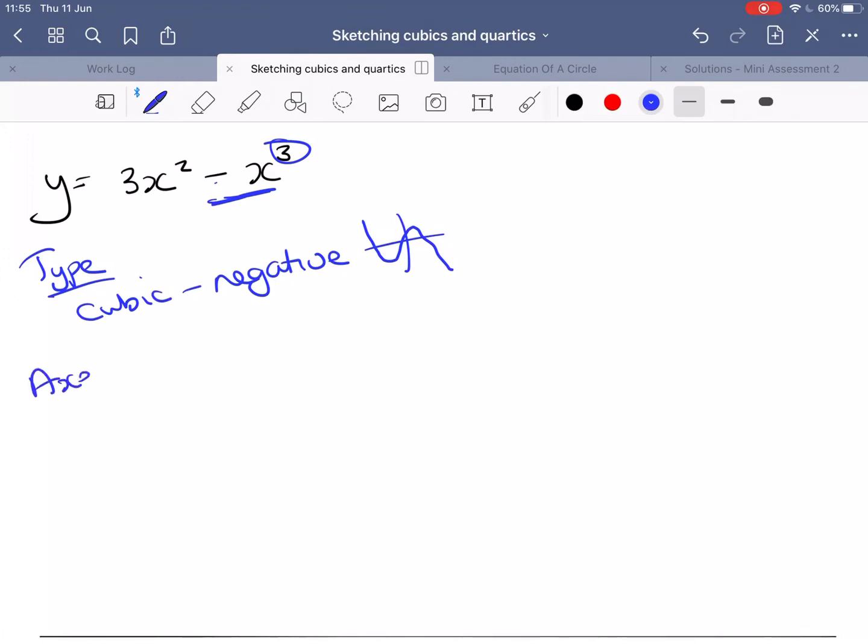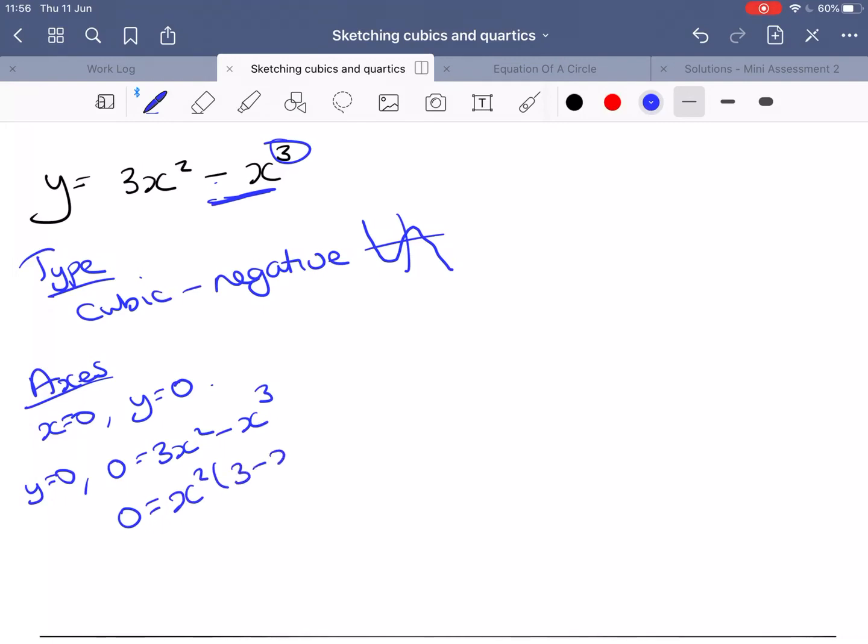So now my axes. Let's set x equals 0 for our y-axis. So our y is going to be 0, because we've got 3 lots of 0 squared minus 0 cubed. Now set y equal to 0. I've got 0 equals 3x squared minus x cubed. Now they haven't factorised this one for us, but if I look, they've both got a factor of x squared. So I'll take x squared and 3 minus x. So I say either, now remember, this is x times x, so I've got x equals 0, x equals 0, or x equals 3.